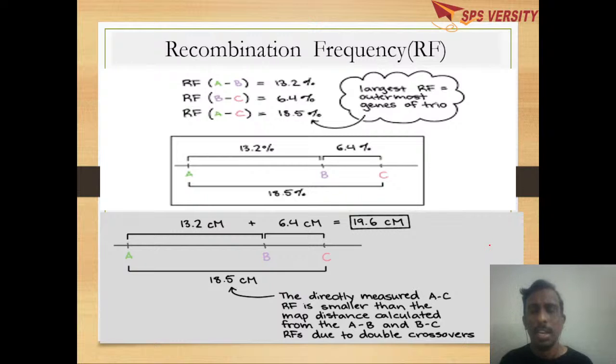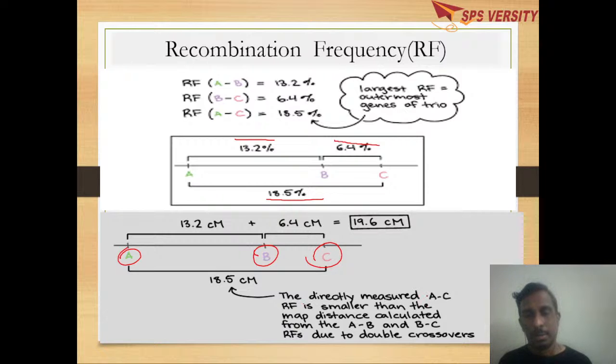Here we can discuss a little bit about recombination frequency. What I told, one map unit is equal to 1% of recombination frequency. Here they are given recombination frequency values. Between A and B, the recombination is 13.2%, and between B and C, it is 6.4%. That means from A to C, it is 18.5%. That is centimorgan, cM. To write the distance, we write 13.2 centimorgans between A and B, 6.4 centimorgans between B and C.